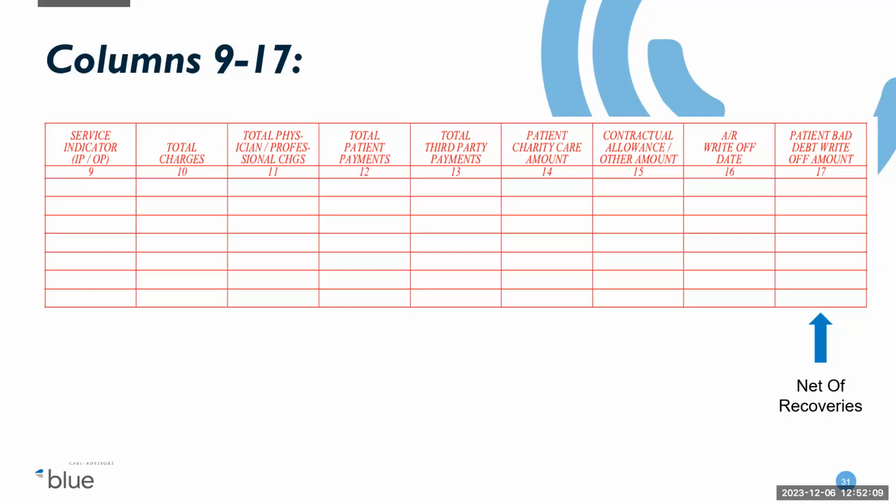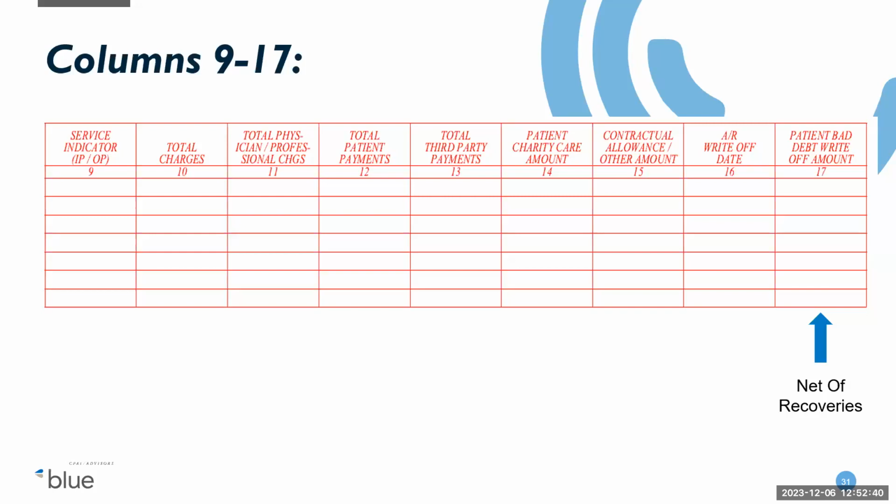Okay, and then similar to what we did on the charity side, we've got the inpatient and outpatient breakout. Again, you don't get reimbursed differently if it's inpatient or outpatient, but they do ask for that. And then similar with reporting hospital charges and pro fee charges, if they are tracked, if you can break those out. We've got patient payments, third-party payments.